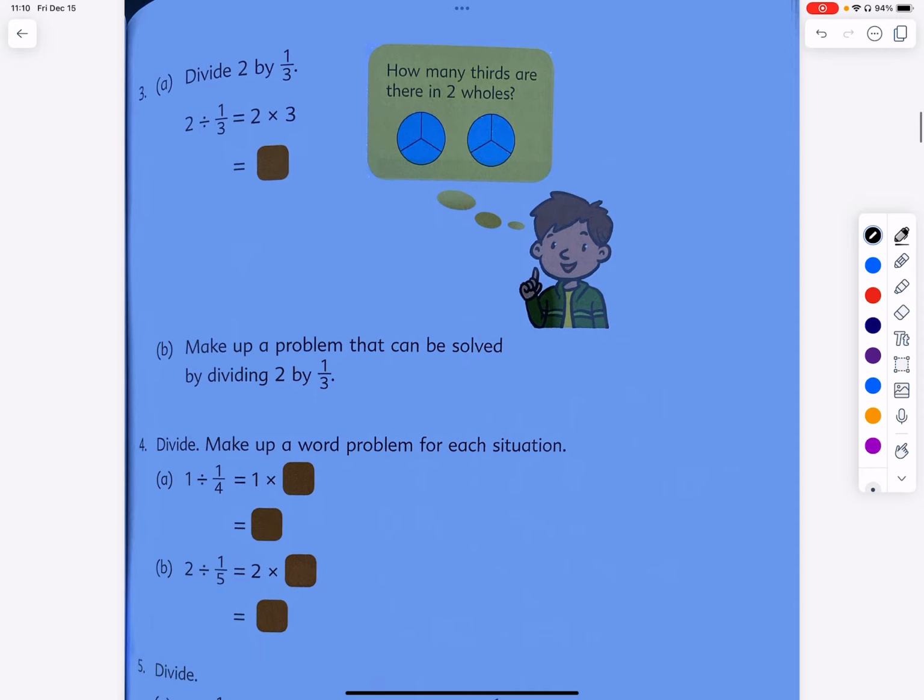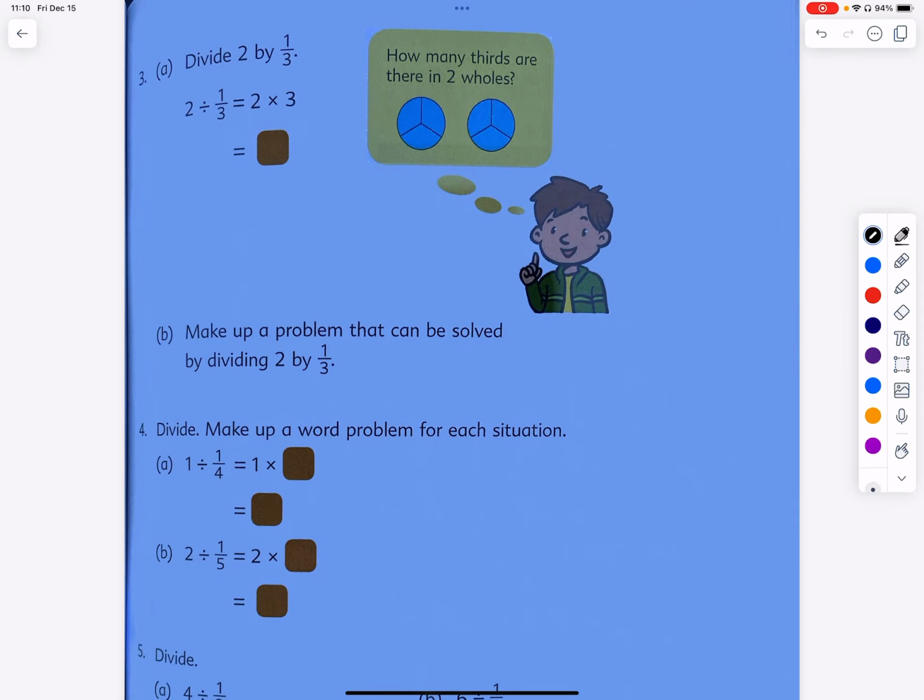Next page, we're on page 105. Divide 2 by 1/3. In other words, how many times does 1/3 go into 2 wholes? Well, based on this picture, we see it goes 6 times. But let's take a look at the language of math. For us, to divide into thirds is the same as to multiply by its reciprocal, which is 3, so 2 times 3 is 6. The answer is 6 times.